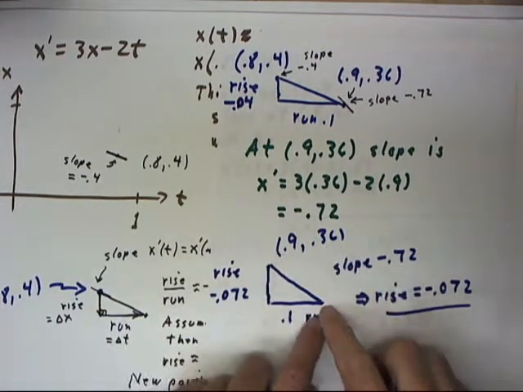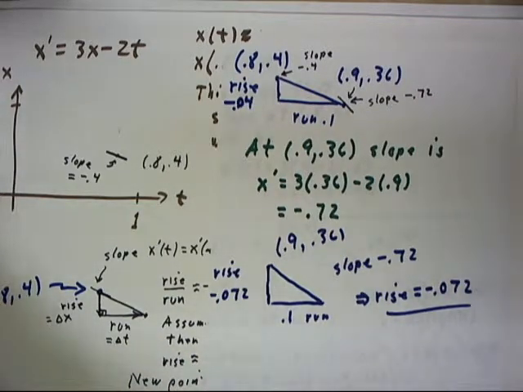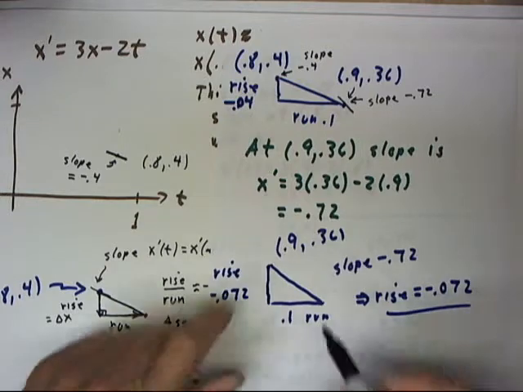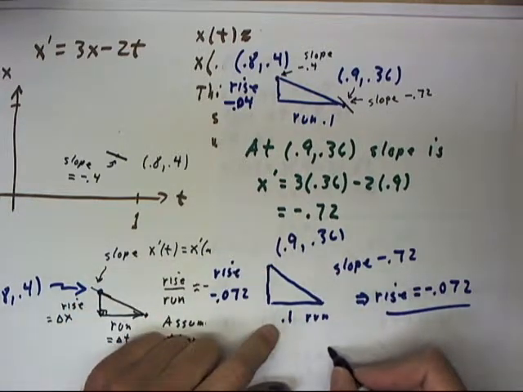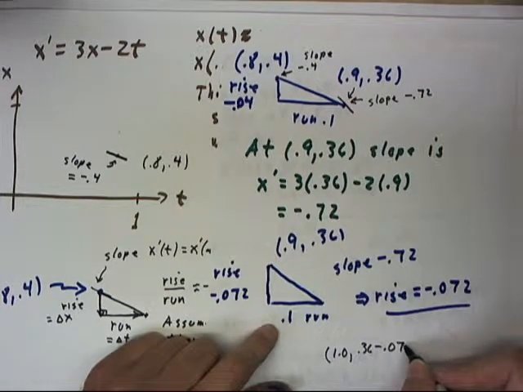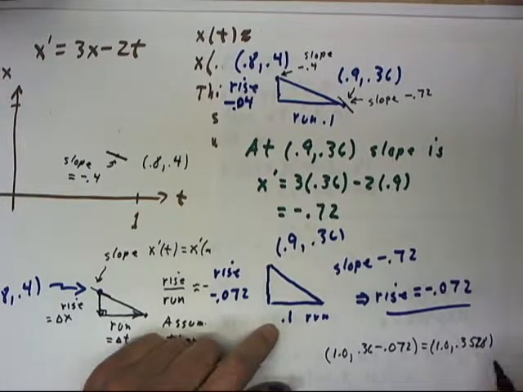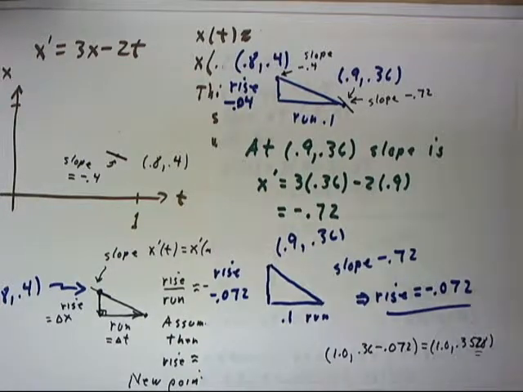and that allows us to calculate a new point. Our new point is going to have coordinates 0.9 plus 0.1. We start at 0.9 and run 0.1, so our new point will be at 1.0, and it's going to be 0.36 minus 0.072, which is 0.35128. Not all those figures are going to be significant given the potential errors in this calculation, but we see how the process can work.